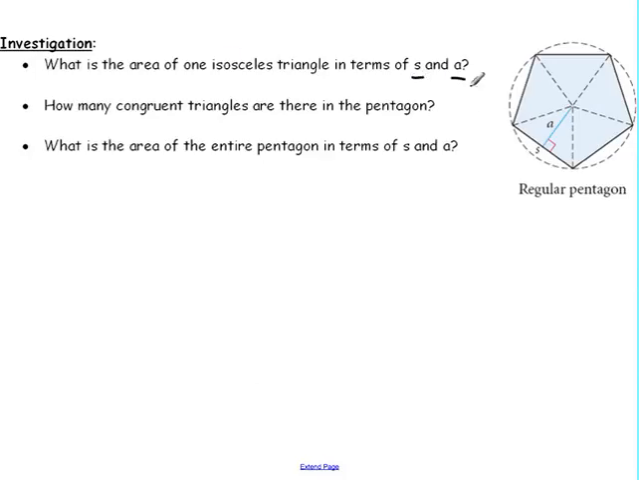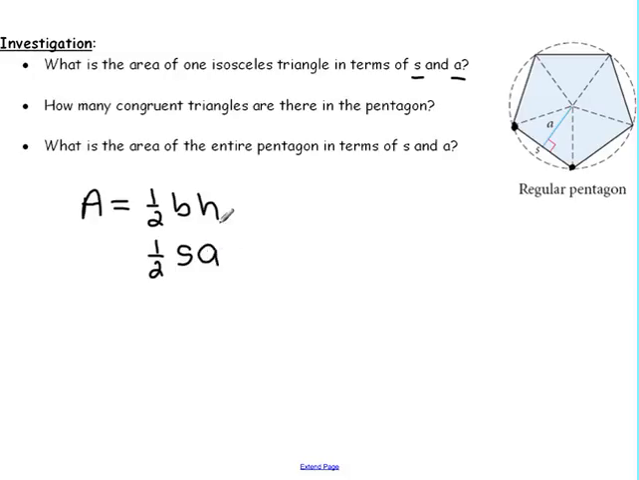Well, let's look at our picture. S turns out to be the side length of this triangle, from here to here. For the triangle, it looks like the base. And A looks to me like the height of the triangle. If we remember, the area formula for a triangle is 1/2 base times height. For us, the base looks like it's going to be S, and the height of our triangle is going to be A.